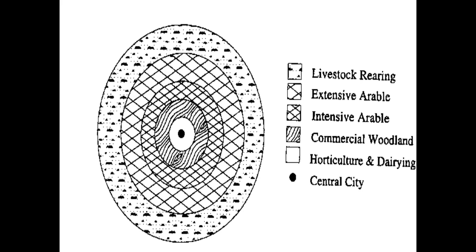Here's another way of looking at it, a black and white version. You have the central city, the dot in the middle. Your horticulture and dairying is the same thing as market gardening and fruit. It's just a different way of saying it. Commercial woodland, again, your lumber, and again, transportation costs are key here. Intensive arable means you've got to really use that land hard simply because the land's so expensive.